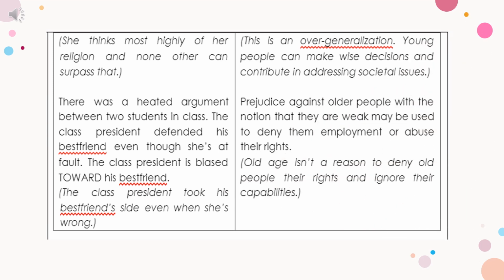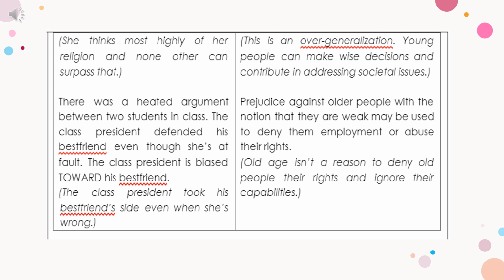Let's continue presenting the examples that we have under biases and prejudices. So we actually have here an explanation for a person who thinks that his or her religion is better than someone else's. So we have here: she thinks most highly of her religion and none other can surpass that. So it's kind of the same as the explanation that I provided regarding that person who assumes that his or her religion is better than someone's religion.